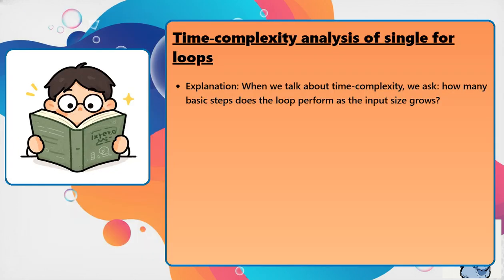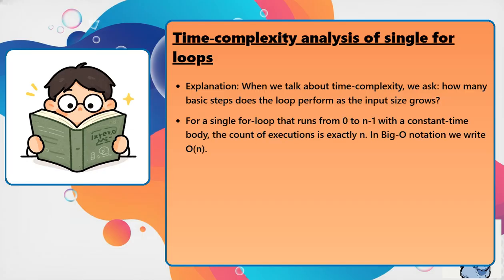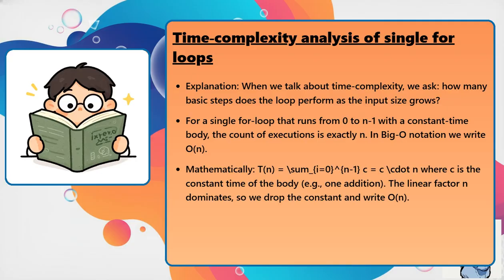When we talk about time complexity, we ask how many basic steps the loop performs as the input size grows. For a single for loop that runs from 0 to n-1 with a constant time body, the count of executions is exactly n. In big O notation, we write O(n). Mathematically, T(n) = sum from i = 0 to n-1 of c = c times n, where c is the constant time of the body, for example 1 addition. The linear factor n dominates, so we drop the constant and write O(n).